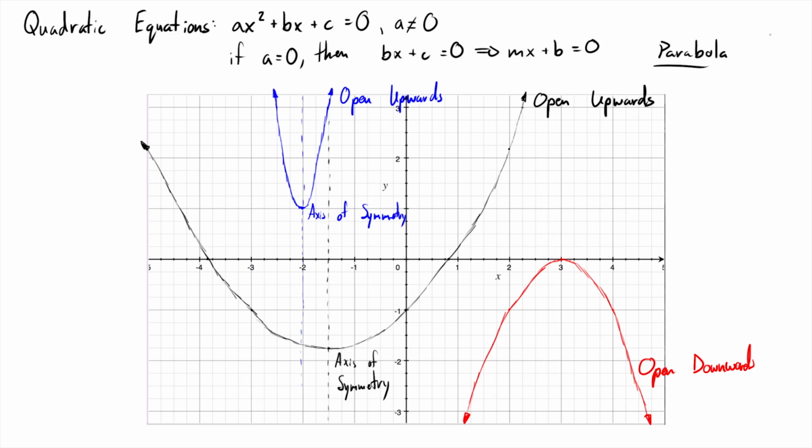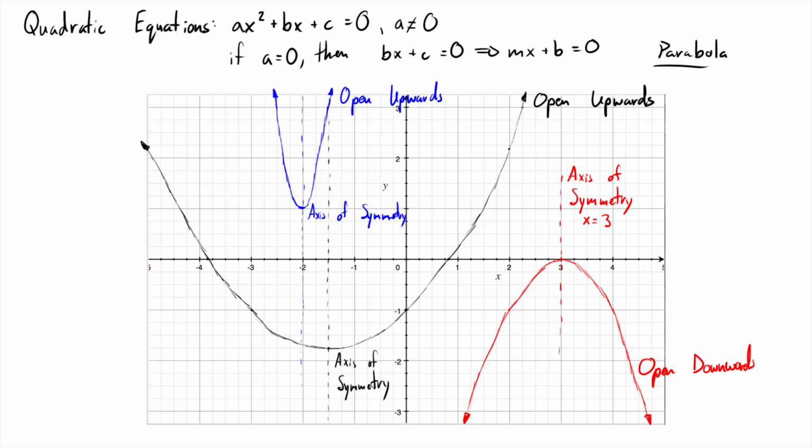And what we can actually do, let's do this red one as well. This red parabola, the axis of symmetry is right here, and we'll label it as well, axis of symmetry. And what we can do is look at this axis of symmetry and ask ourselves, okay, well, where's this line? Well, in order to describe this line, it's just a vertical line at x equals 3. So I can describe this axis of symmetry with an equation, and that equation is x equals 3.